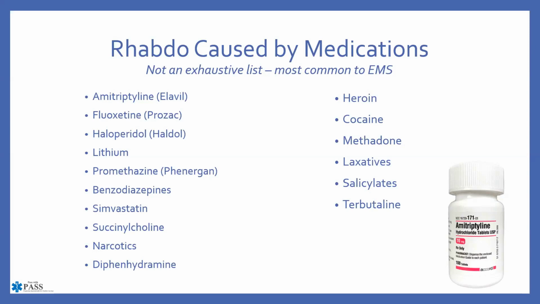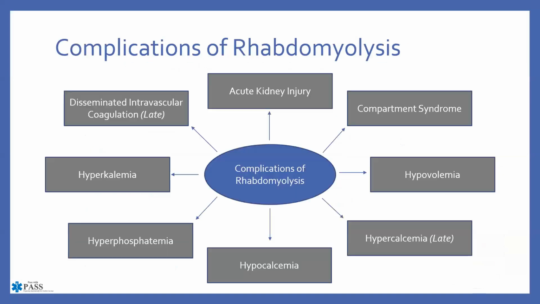So you can see, I'm not going to read the entire list to you, but Elavil or amitriptyline, Prozac is another one, Haldol, Phenergan, and then we get into some of the other ones that are very common, diphenhydramine, and then some of your other ones that are illicit medications like heroin and cocaine, those types of things. So there are a bunch of different medications out there that can cause rhabdo.